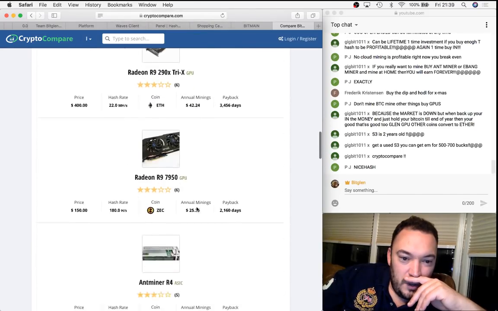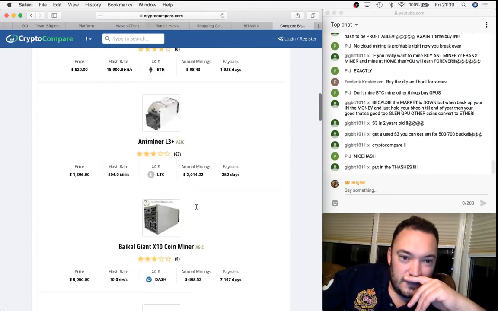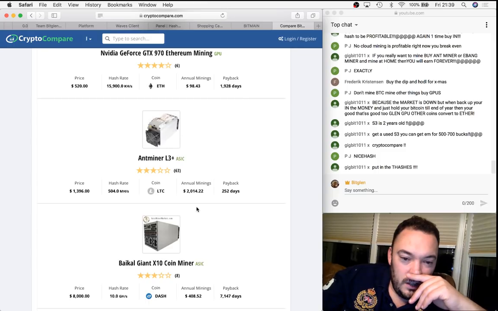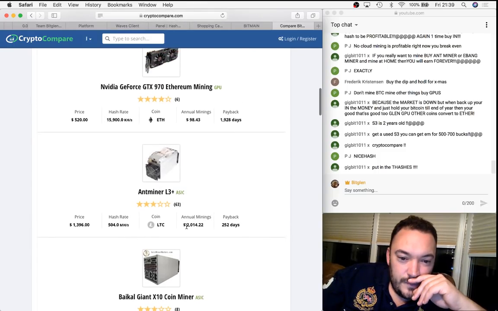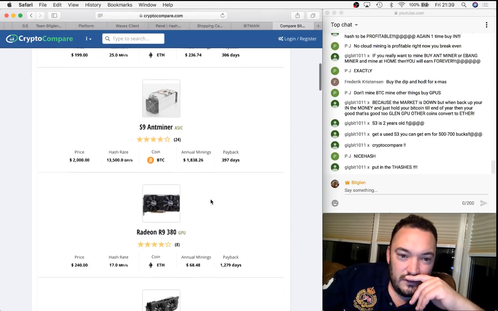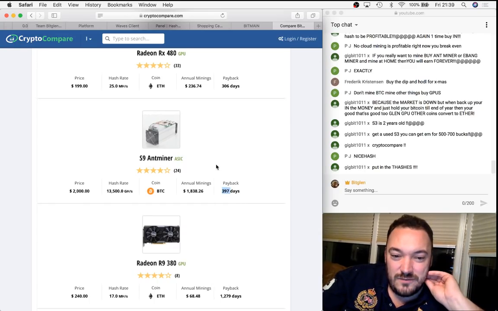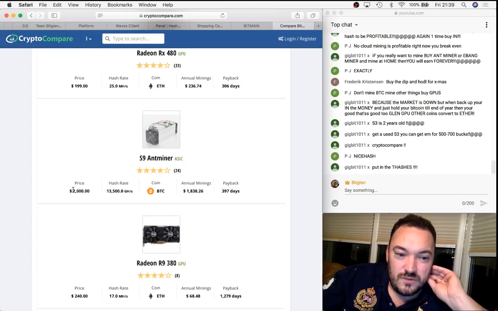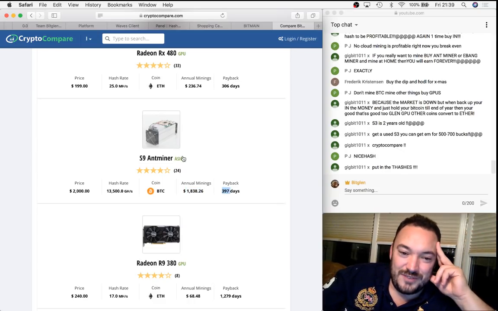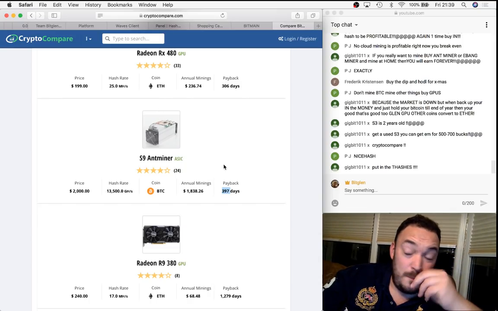they used to have all the Antminers on here, I think, but they had a list of just Antminers. So like, there's the L3. Tells you how long it'll take to pay back. That's almost a year for that. Antminer S9, 397 days to pay for itself. Price $2,000. Annual mining. I assume that's profit after the... No, it's over a year, isn't it? It's 365 days in a year. So that has dropped dramatically.